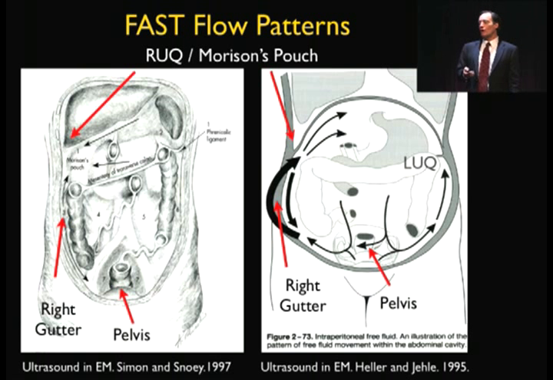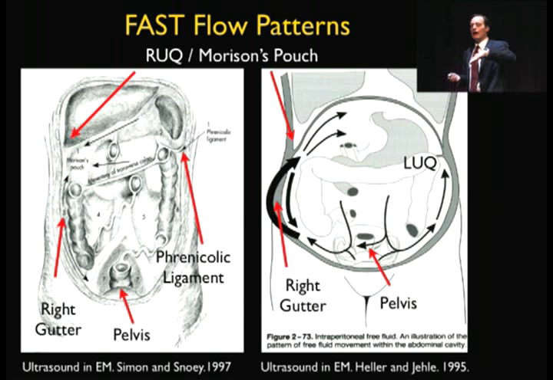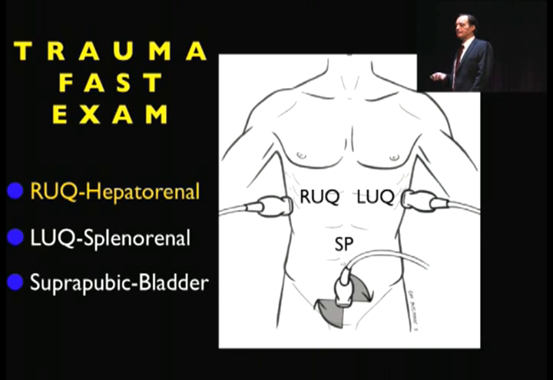Also, the left upper quadrant, yes, I just kind of dissed the left upper quadrant, but we should take a look at it. It's still important. The only thing is that there are ligaments, the phrenicocolic ligaments, ligaments that sling from the diaphragm down to the colon that prevent the free flow of fluid around into the left upper quadrant. So that can make it less of a high utility view as opposed to some of the other ones.